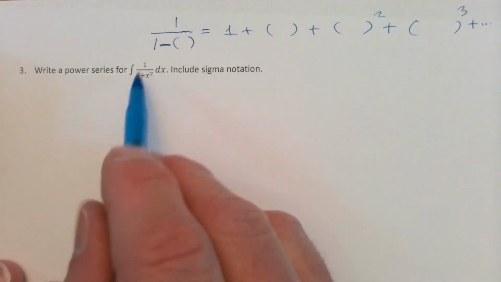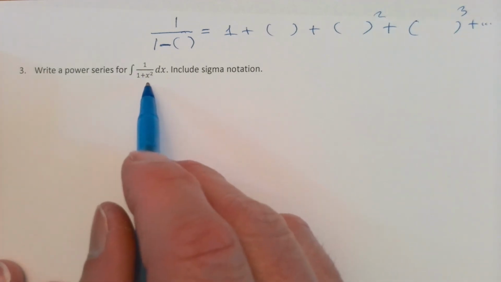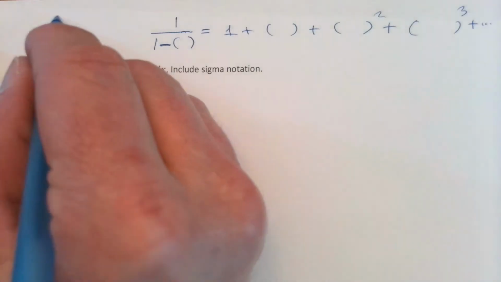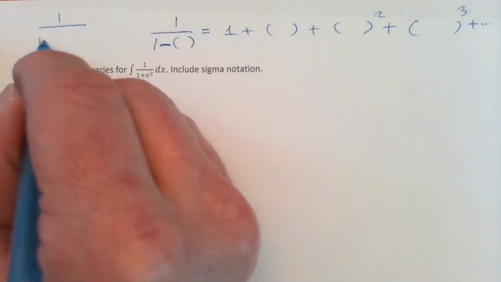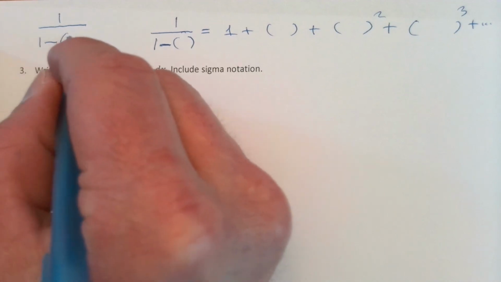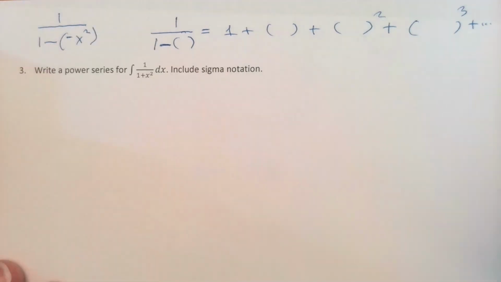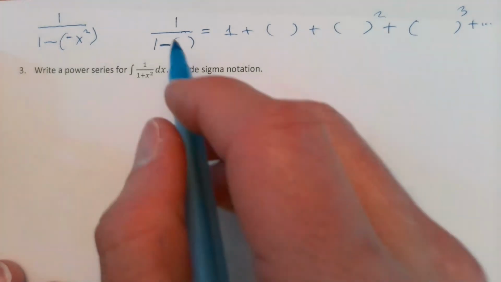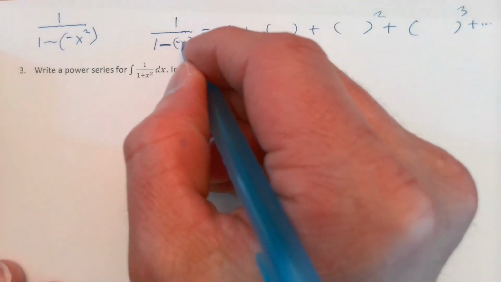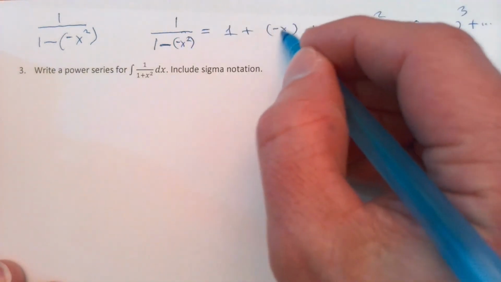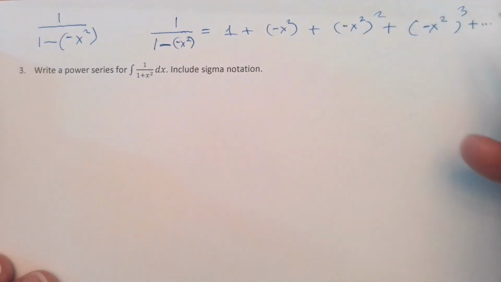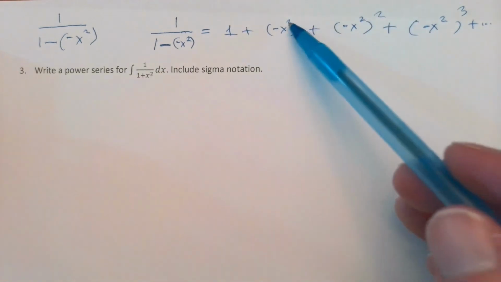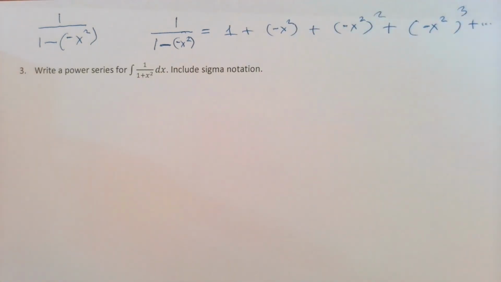But when you look down here, you don't see a minus sign, and you don't see x, you see x squared. So remember, 1 over 1 plus x squared is the same thing as 1 over 1 minus negative x squared. And that is what you're going to put into all these voids. So you have negative x squared here, negative x squared here, negative x squared here, and negative x squared here. And you'll end up with all even exponents of 2, 4, 6, and 8, and so forth.